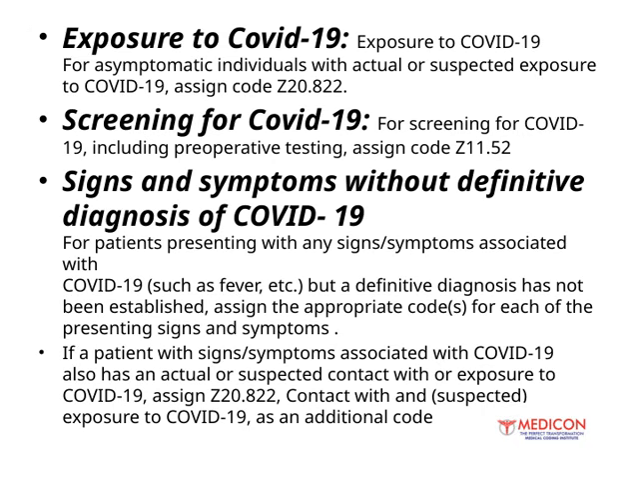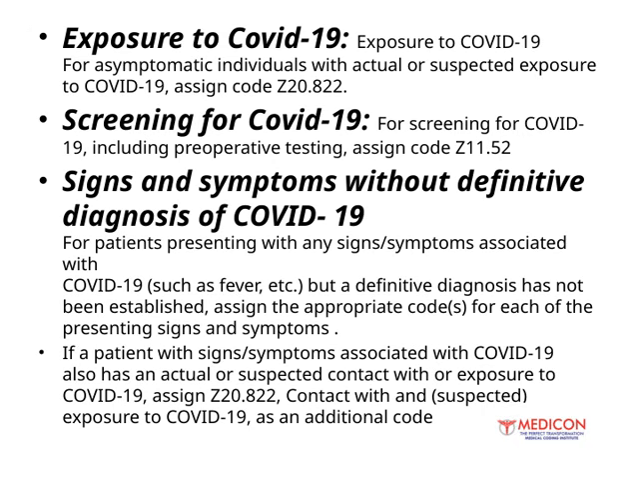Now, sometimes patients present with signs or symptoms that could be related to COVID-19, like fever or cough, but we haven't confirmed a diagnosis yet. In those situations, we assign the appropriate codes for each of the signs and symptoms. This ensures we're accurately documenting what we're observing.